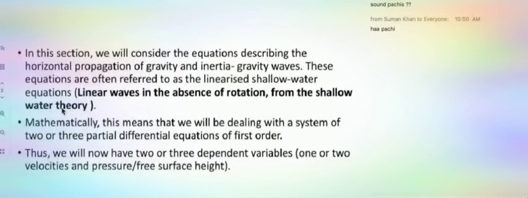So I shall start computationally, how can we handle the equations. Basically here we will be handling a system of 2 or 3 partial differential equations. Definitely we'll have 2 or 3 independent variables, and the velocity, pressure, and free surface height will be required in shallow water.